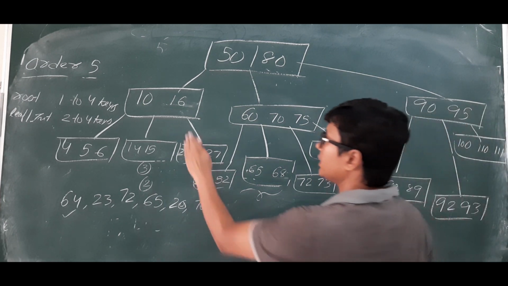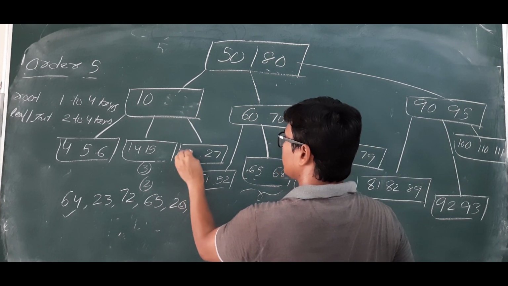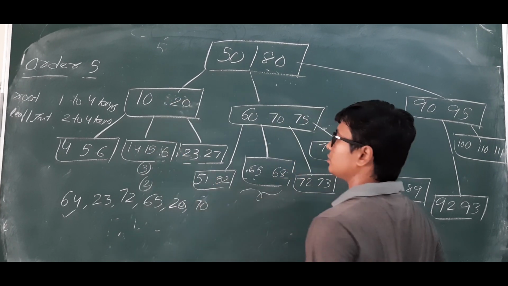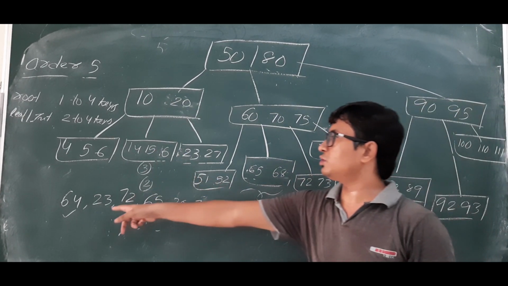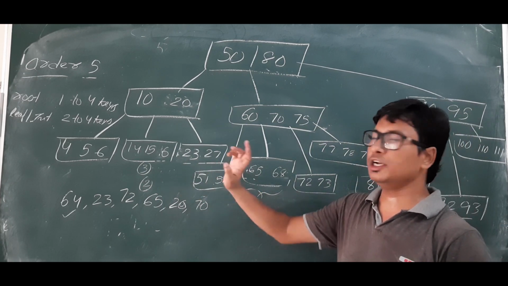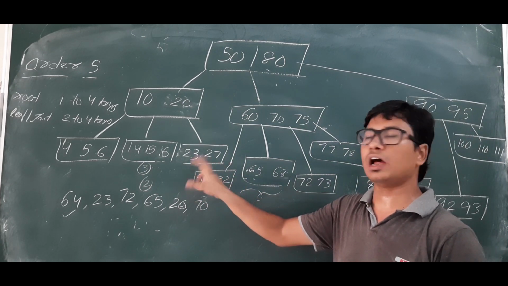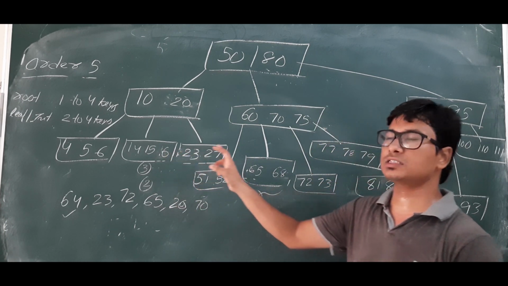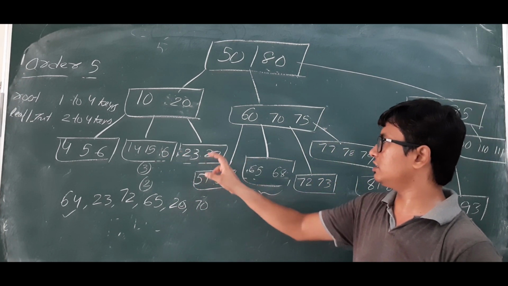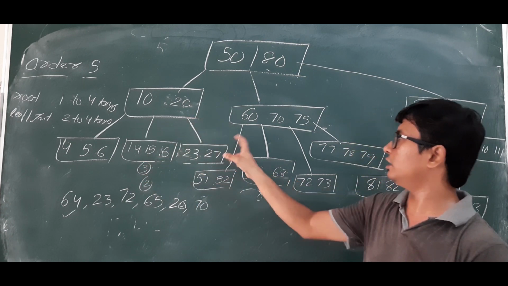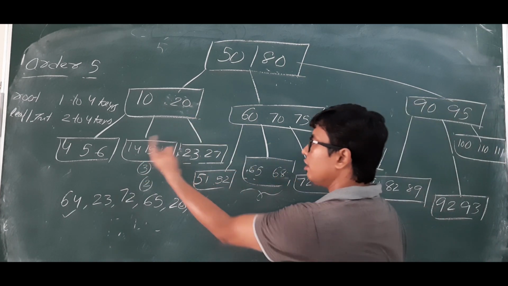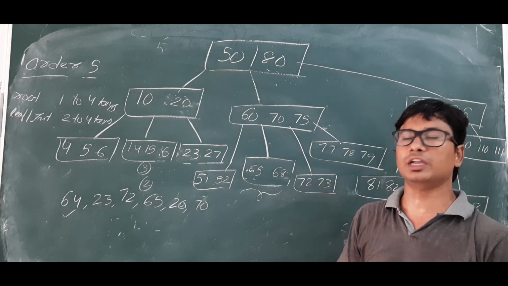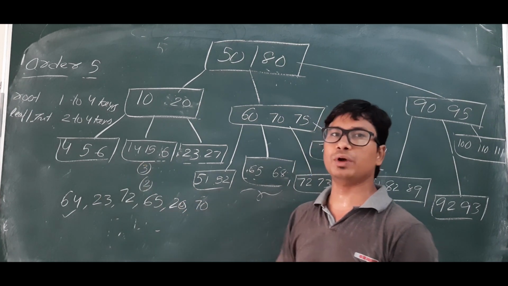So let me repeat again. Previously you have 23 here, 16 is there and 20 is there at the root. So you want to delete 23. If you delete 23, it will go for the underflow condition. So you will check whether any left sibling is there and right sibling is there. For this node, only left sibling is there. There is no right sibling. So once you found that there is a left sibling, you have to check whether you can borrow one element or not. Yeah, you can borrow one element from it.